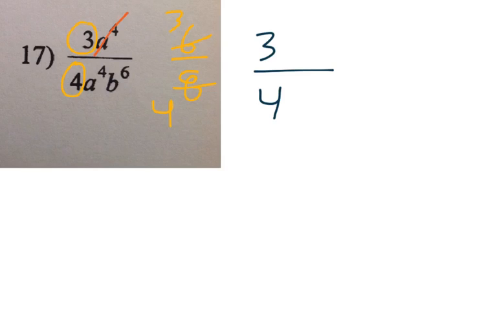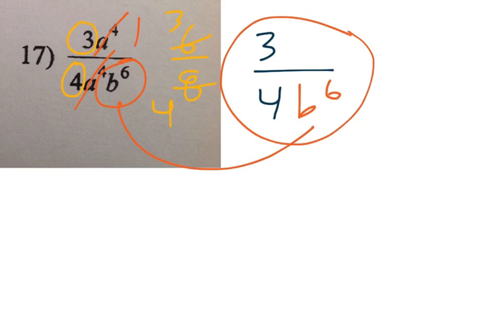Notice the a4 divides by a4 to 1. So the a's are gone. And the only thing left is that b6 in the denominator. So please make sure you keep it in the denominator. Don't accidentally put it up there. Okay? But that's it. We are done.